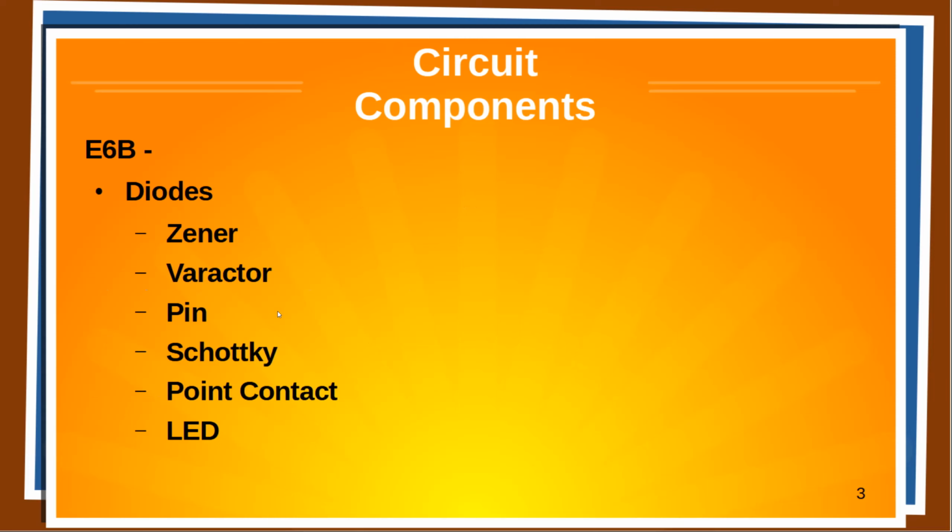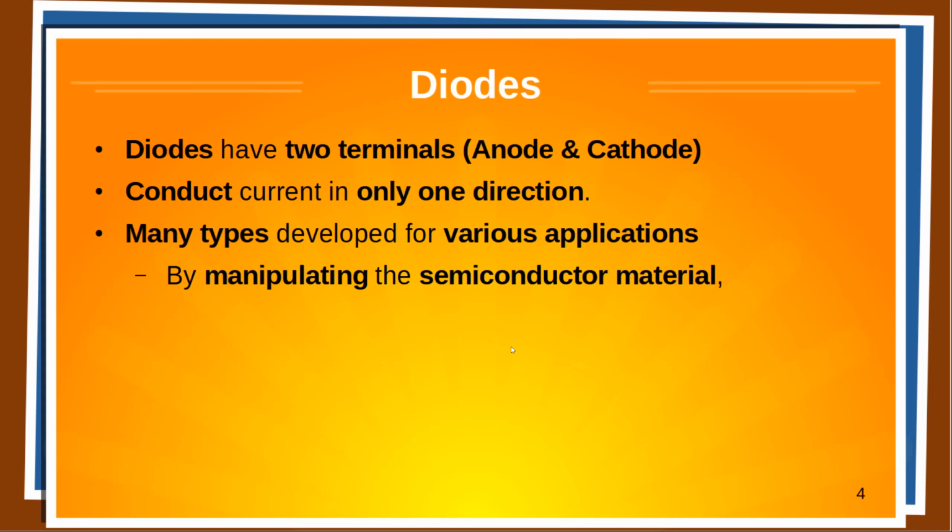So we're talking about diodes, the different types. Talk a little bit about Zeners. I mentioned varactors, PINs. It's a two-terminal device, anode and cathode, even when it's a vacuum tube, which was the first diode. It conducts in only one direction, and there are at least a dozen different types, maybe more, made by different fabrication techniques and playing games with the type of semiconductor material.